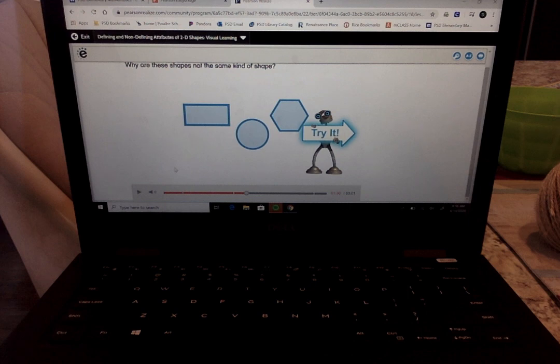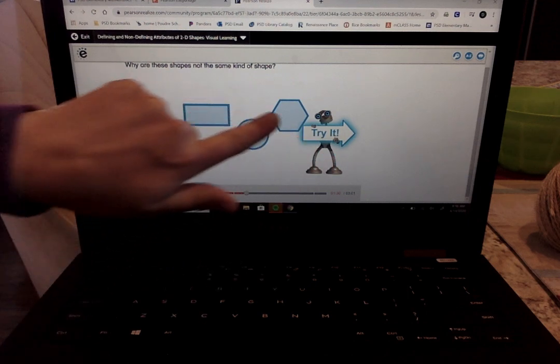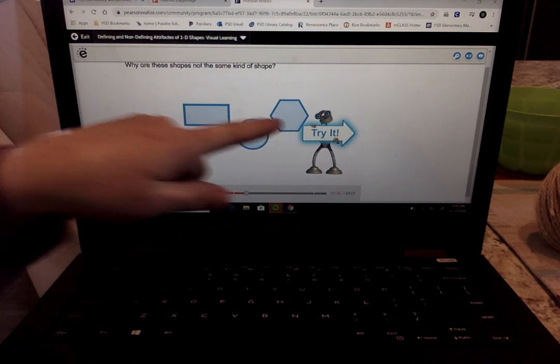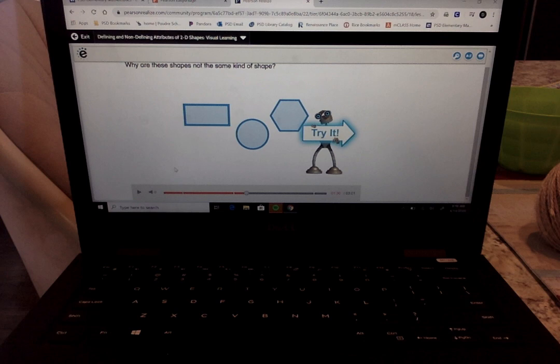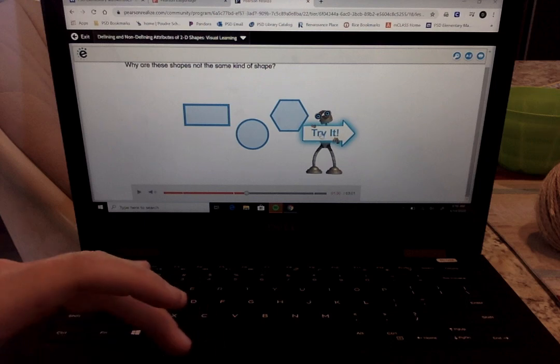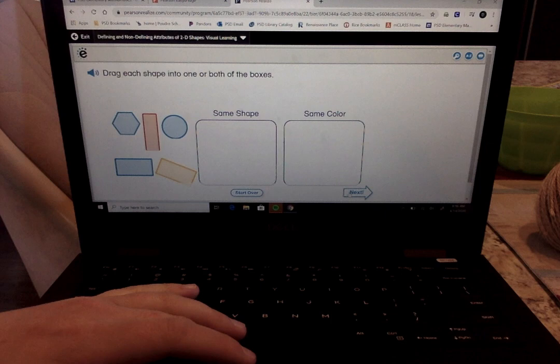Do these have the same number of sides? No, this has 4 and this has 6. Okay, remember they have to have the same number of straight sides to make it the same kind of shape. Okay, we're going to keep going.